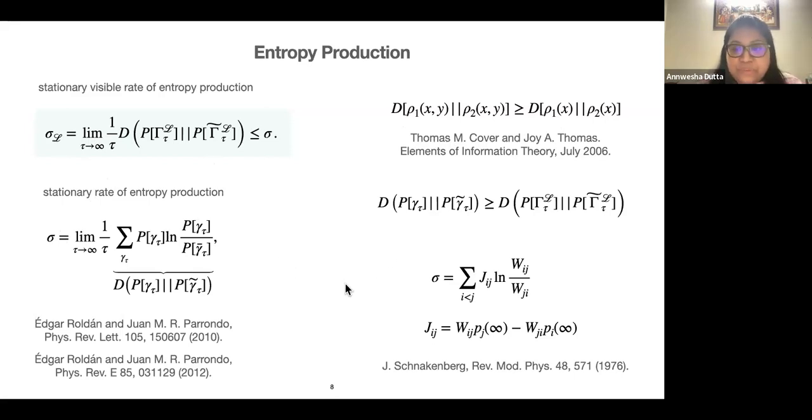There is another way of computing the stationary rate of entropy production: if we know the whole network and we know the transition statistics and the probabilities of being in these different states, then from there we can also compute the total entropy production for the steady state.